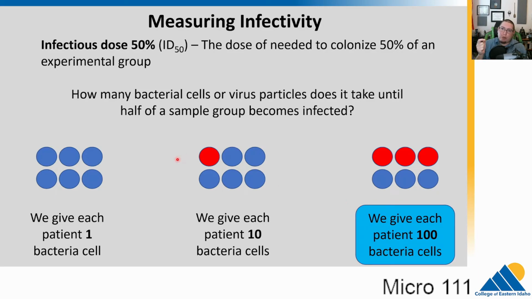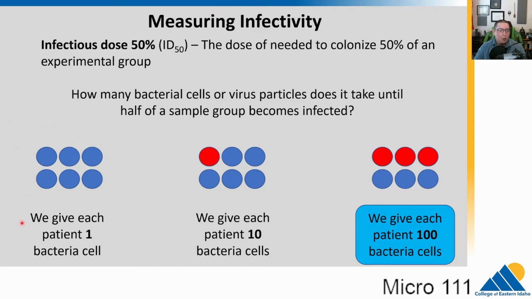So we can actually measure this, and scientists do experiments with this because we want to know how likely things are going to spread. So I'm going to start with what we call the infectious dose 50%. I'll get to the 50% in a moment, but the technical definition is the dose or amount of a microbe needed to colonize 50% of an experimental group. So we're going to use an example of how many bacterial cells, or it could be viral particles, it takes until half of the sample group becomes infected. So I have 3 sample groups here, each with 6 individuals. Blue means they're not infected, and red means they got infected. So my 3 groups of 6.